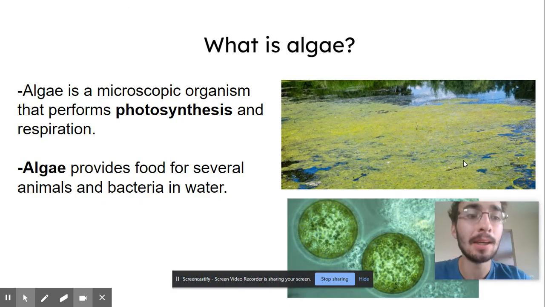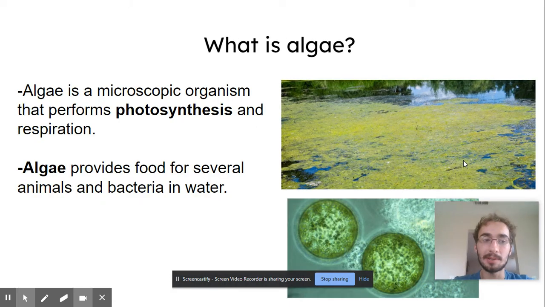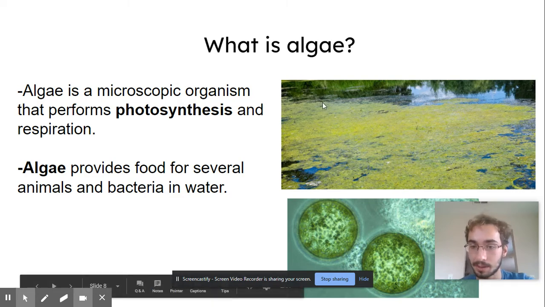What is algae? Algae is a microscopic organism that performs photosynthesis and respiration. The main thing I want you to know though, it does photosynthesis. I'm going to get more into that in a sec. Algae is like the producer for water. Algae provides food for several animals and bacteria in the water. This is what it looks like under a microscope. This is what it looks like when they're all together.